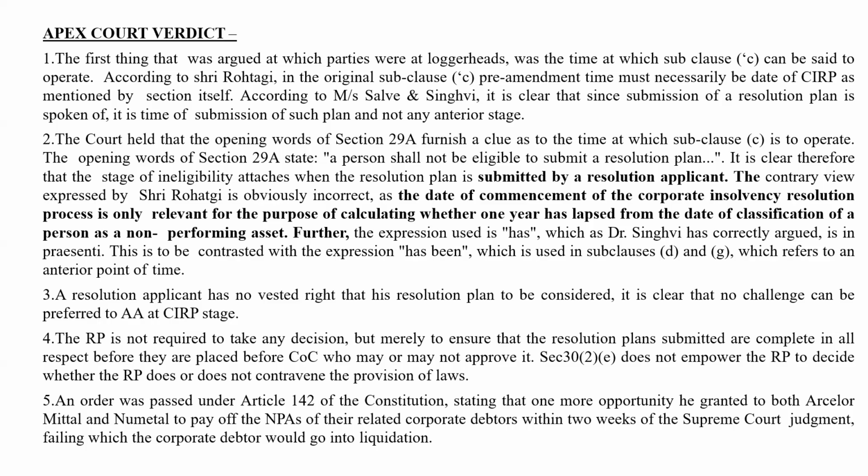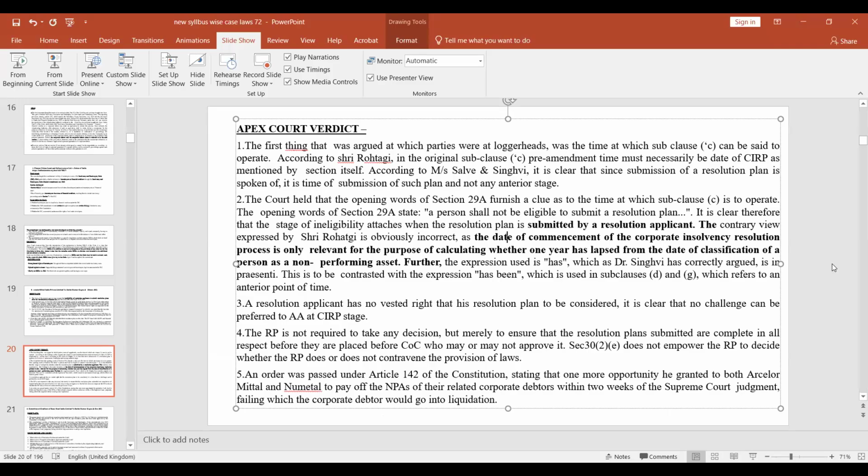Section 32E does not empower the RP to decide whether the RP does or does not contravene the provisions of laws. ठीक है. लेकिन इसमें the Supreme Court they exercise their powers which are given in Article 142. आर्टिकल 142 क्या बोलता है? आर्टिकल 142 वो पावर देता है सुप्रीम कोर्ट को कि इन द इंटरेस्ट ऑफ जस्टिस यू कैन टेक एनी डिसीजन. जरूरी नहीं कि वो लॉ में लिखा ही हो. ठीक है ना. अगर हम आर्टिकल 142 पढ़े तो आर्टिकल 142 क्या बोलता है?